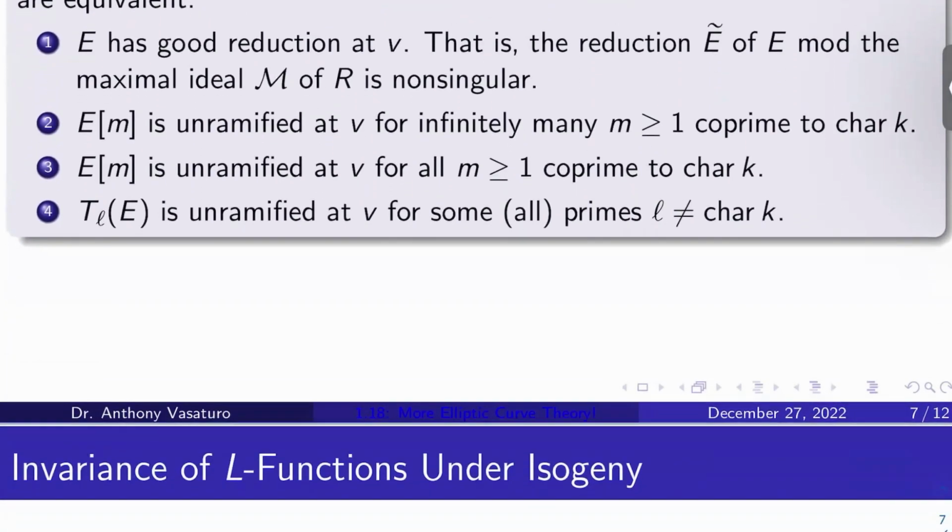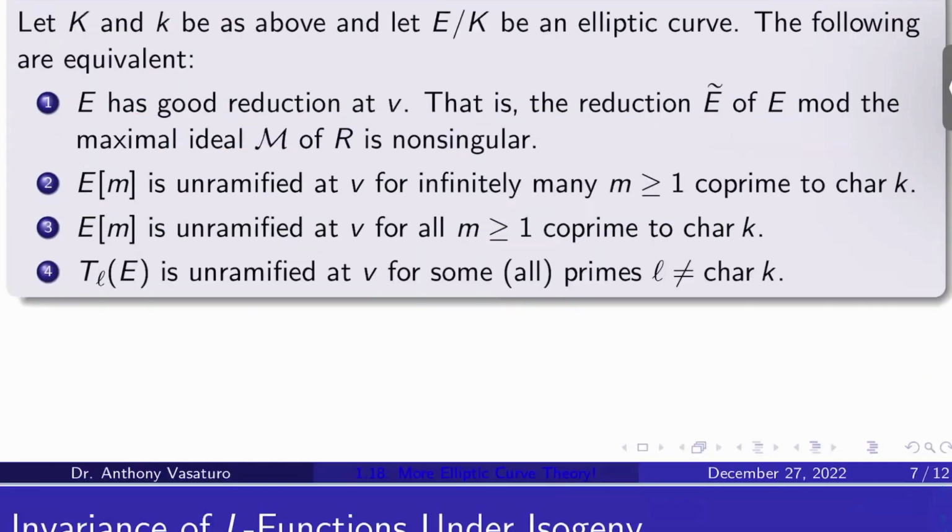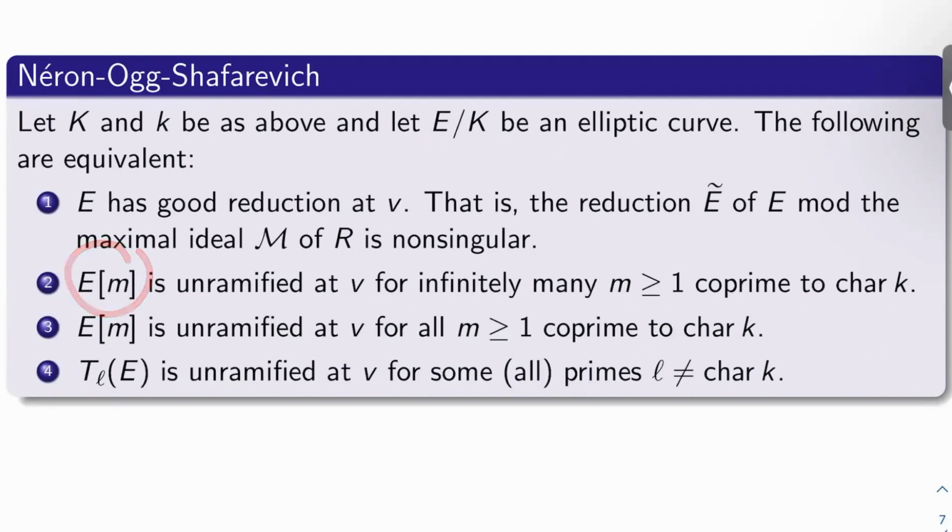2. The m-torsion of E is unramified at V for infinitely many m greater than or equal to 1 coprime to the characteristic of little k. Remember, the m-torsion of E is certainly a G_K-module, so this makes sense. 3. The m-torsion of E is unramified at V for all m at least one coprime to the characteristic of k. That's a bit of a surprise. And 4. The l-adic Tate module of E, the inverse limit over n of the l^n-torsion of E, is unramified at V for some, or equivalently actually all, primes l which aren't equal to the characteristic of k.